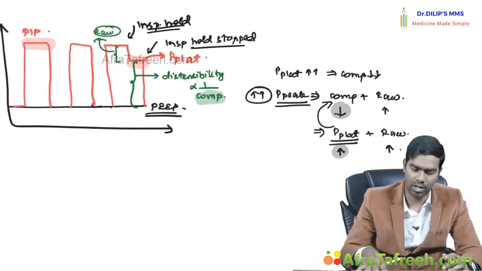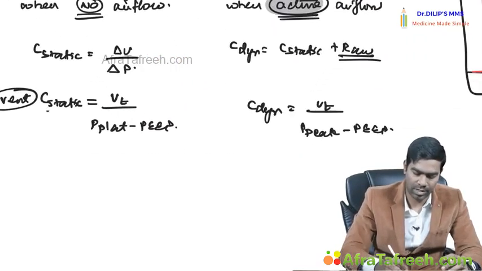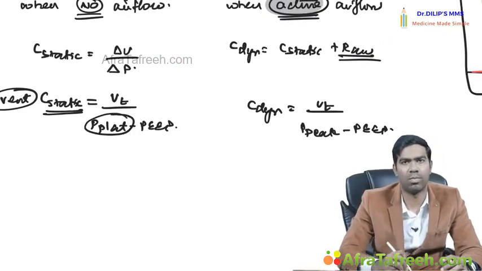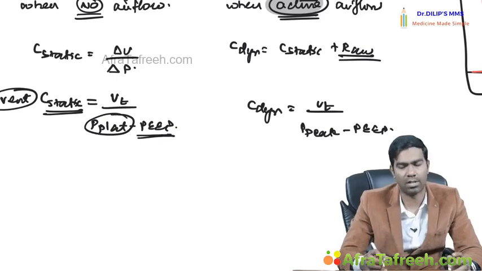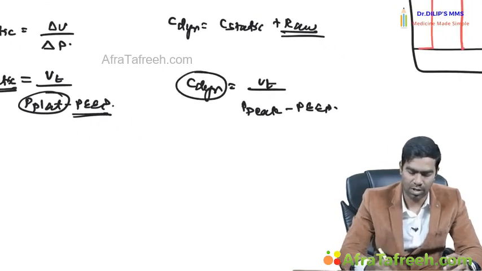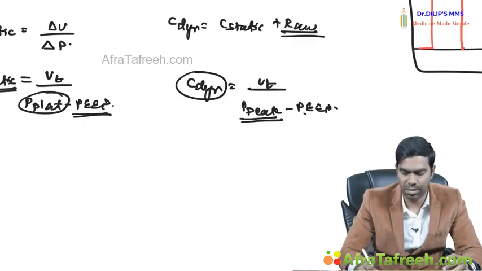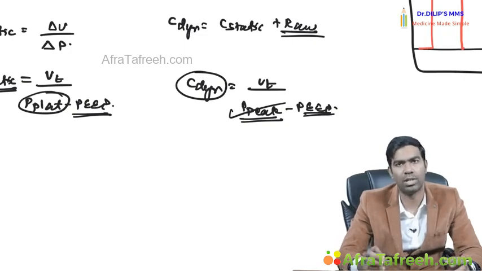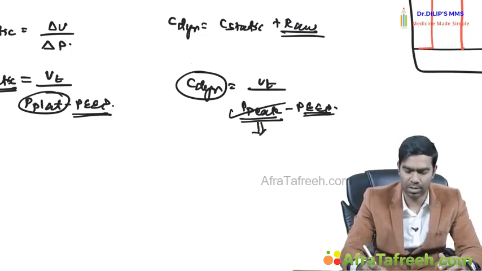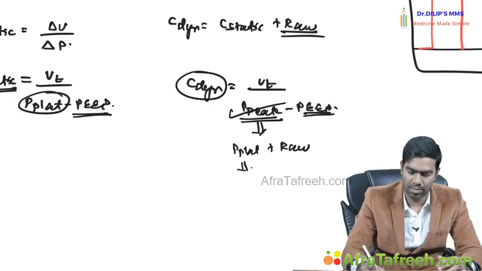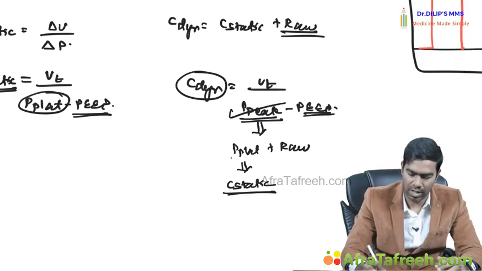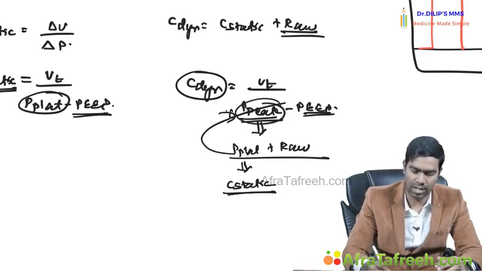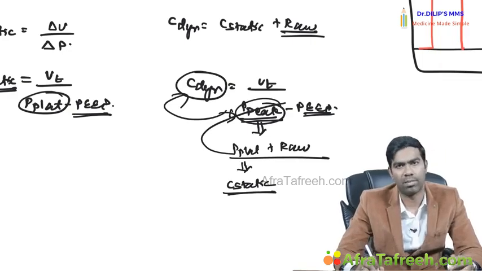So that is the reason why to test for the static compliance, we are using the plateau pressure minus PEEP, which is a test of compliance. Whereas for dynamic compliance, we are using peak pressure minus PEEP, which means the most important things that determine the dynamic compliance are both the plateau pressure and the airway resistance, because peak pressure is equal to plateau pressure plus the resistance of the airways. Since plateau pressure is a test of static compliance, you can add both of these together and get the peak pressure, and that is what is going to determine the dynamic compliance.